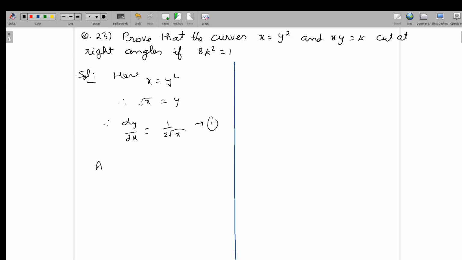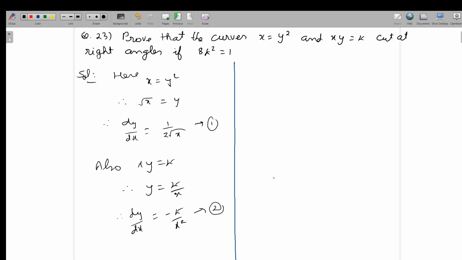Also, xy equal to k. Therefore, y equal to k by x. Now I will find the differentiation of this one. Therefore, dy by dx equal to minus k by x square, and this will be our equation number 2.